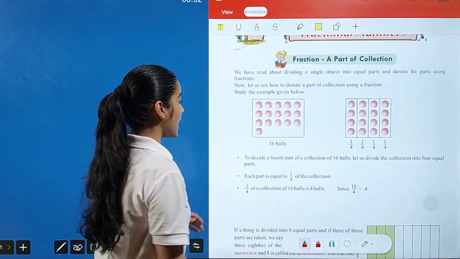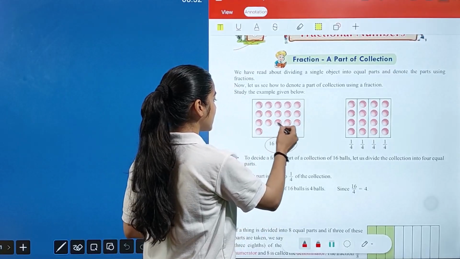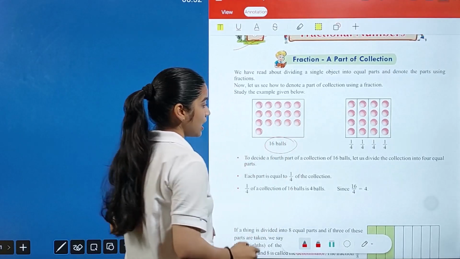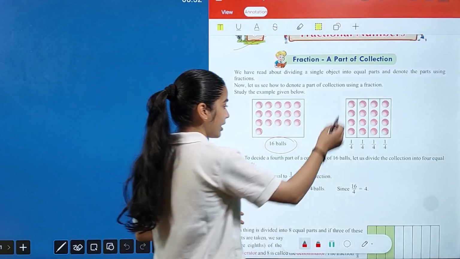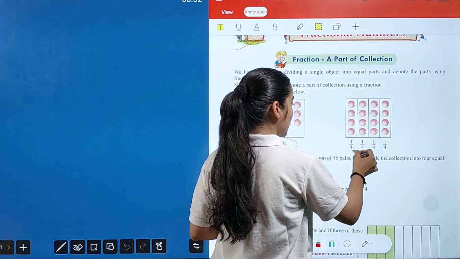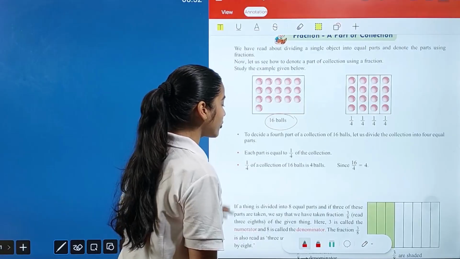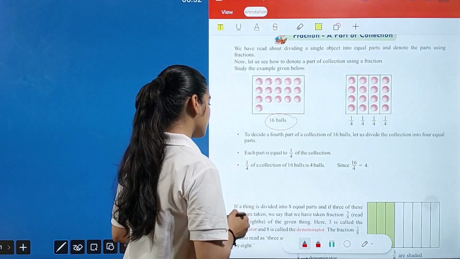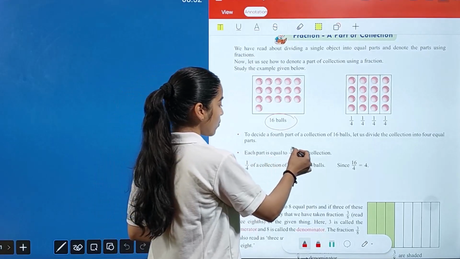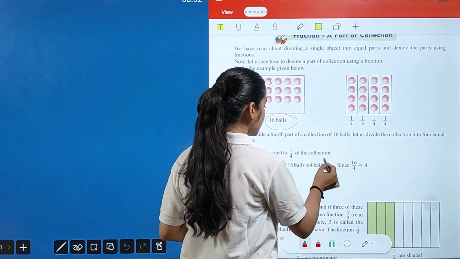So in this we have a total of 16 balls: 1, 2, 3, 4, 5, 6, 7, 8, 9, 10, 11, 12, 13, 14, 15, 16. Now, how can we divide these 16 balls? We can generally divide them into 4 groups. So, 1 by 4, 1 by 4, 1 by 4, 1 by 4. To find a fourth part of a collection of 16 balls, let us divide the collection into 4 equal parts. Each part is equal to 1/4 of the collection. So, 1/4 of a collection of 16 balls is 4 balls.